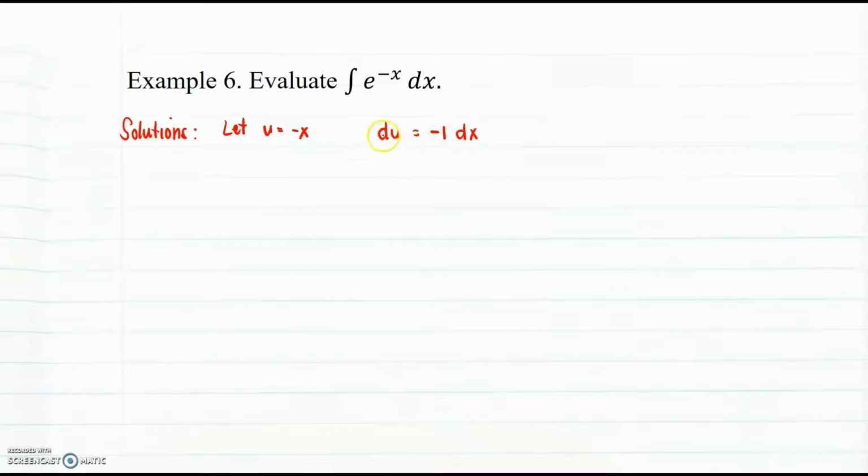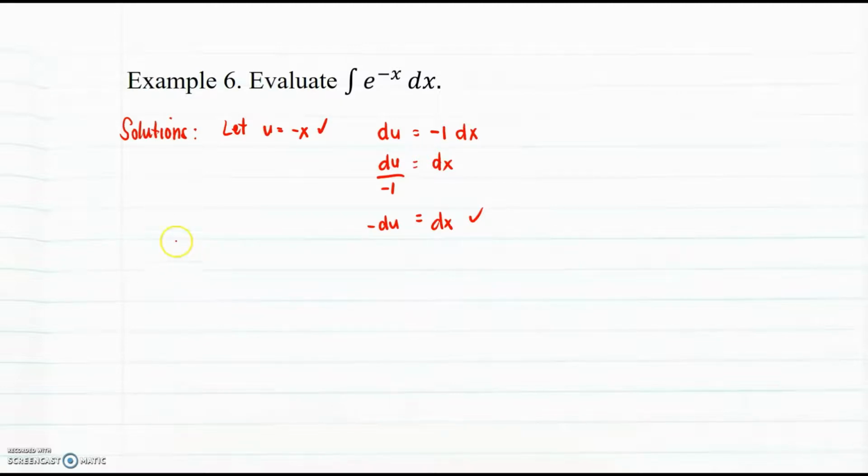Solving for dx using du equals -1 dx, dx is just equal to du over -1, and so dx is equal to negative du. Now, using the substitutions, we may proceed into evaluating the integral.